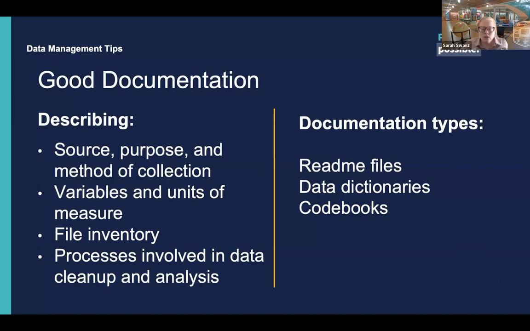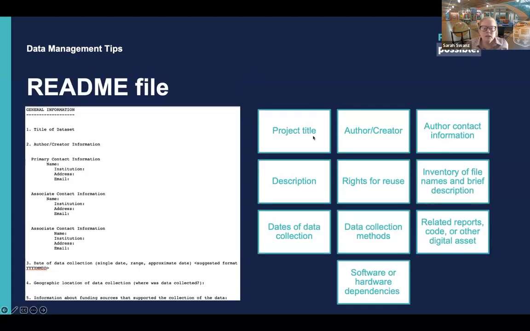README files are especially common in coding systems, but they're not the only people who use README files. Data dictionaries and code books you often see in qualitative research, but again, they're not the only people who use those. So a README file typically is just a plain text document with title, author, name, contact information, description, rights of reuse, an inventory of the files, and a brief description of what they might do, the dates of data collection, methods, any related information, related journal article, related code, previous data set, and any software, hardware dependencies.